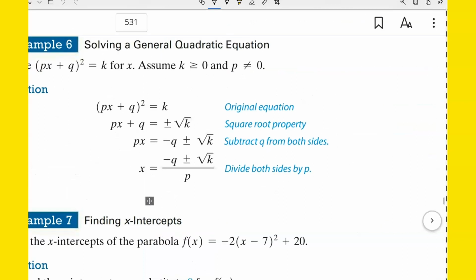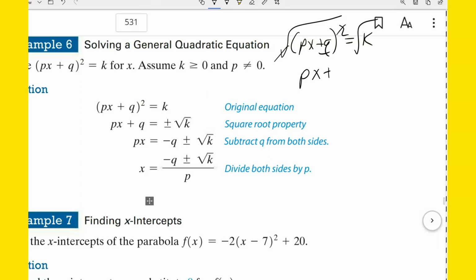All right, I like this next example, although you probably won't. We've got px plus q squared equals k. So you're not going to like it probably because it doesn't have numbers. But I like this because we're solving for x, and it forces us to think about what we're doing with these letters, to think about just what is involved in these steps without just thinking about the numbers. So the first thing we have to do is take the square root of both sides to get rid of that squared exponent. Again, we're trying to get x by itself.